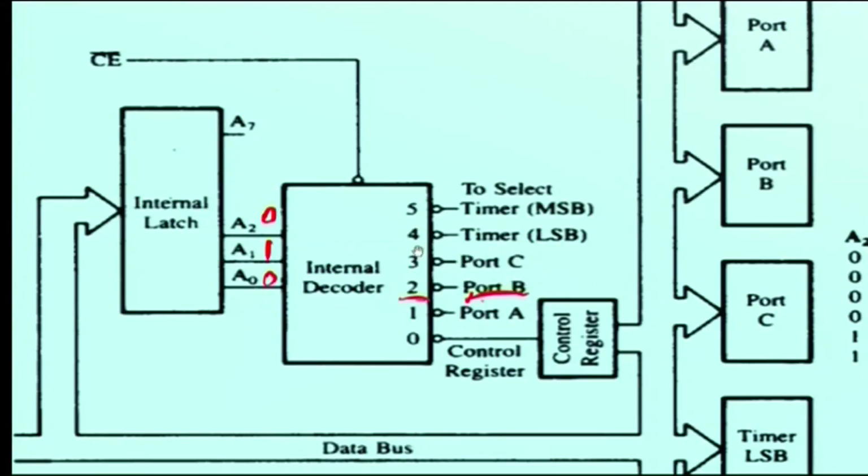Suppose you want to enable the timer LSB, that is 1 0 0, the binary equivalent of 4. When that signal is given, the timer LSB will automatically be selected. For the timer MSB you have to give the signal 1 0 1, which is the equivalent of 5. So based on the address lines, the 6 signals will be selected: either control register, port A, port B, port C and timers.